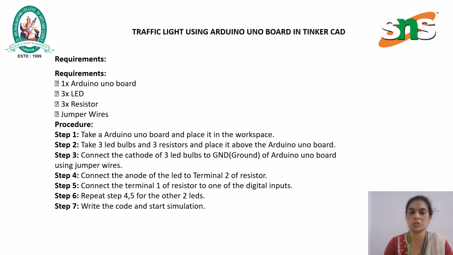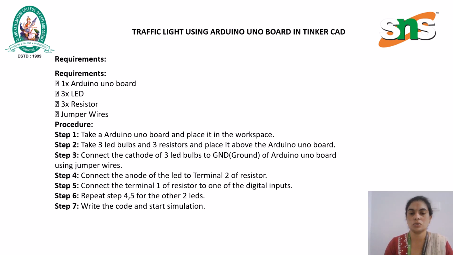The procedure is, we take an Arduino board and place it in the working environment, and 3 LED bulbs have to be placed, and for these 3 LED bulbs we need 3 resistors, which have to be placed above the Arduino UNO board. Next we connect the cathode of the 3 LED bulbs to the ground of the Arduino. In every connection, using Tinkercad or IoT applications, one connection will be given to the GND, that is ground.